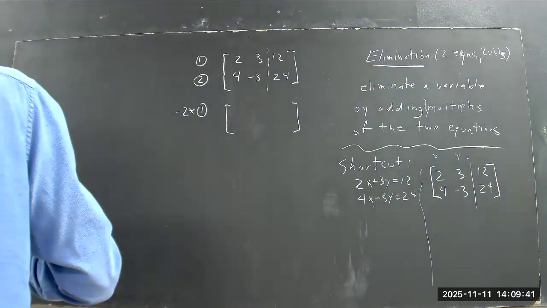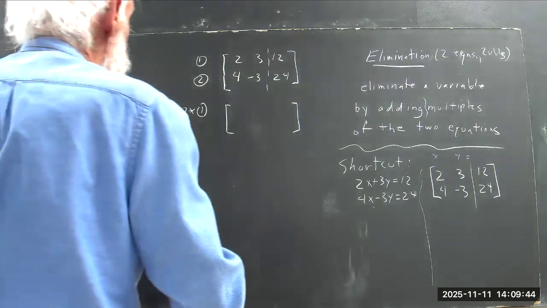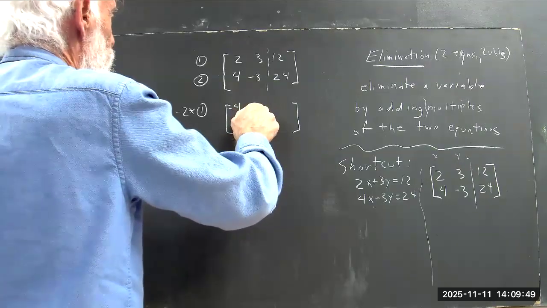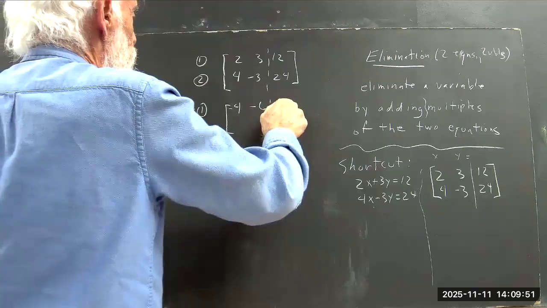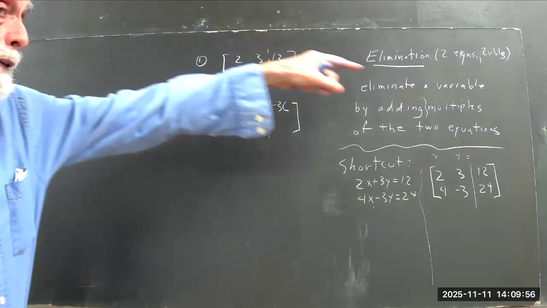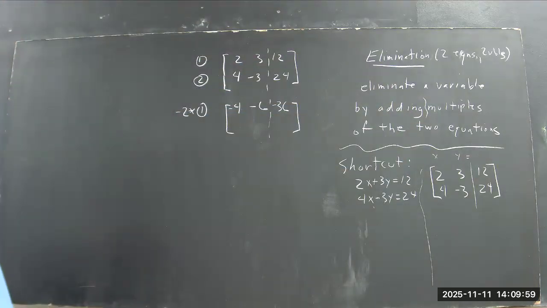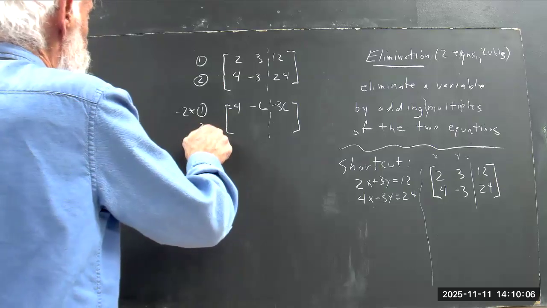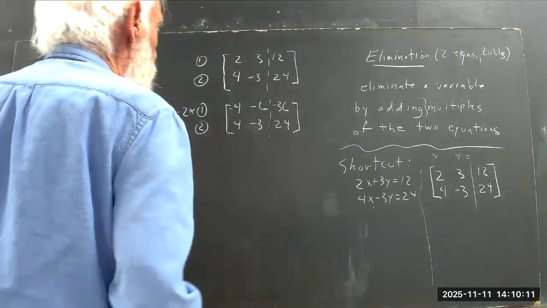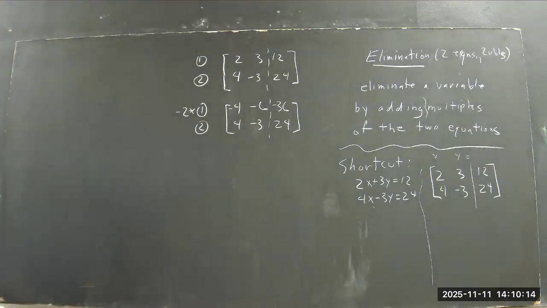Row 1 is going to become -2 times row 1. So that's going to be 4, -4, -6, -36. All we've done is multiplied this first row by -3. Fair enough? Or -2. Okay. Second row is 4, -3, 24. Right?